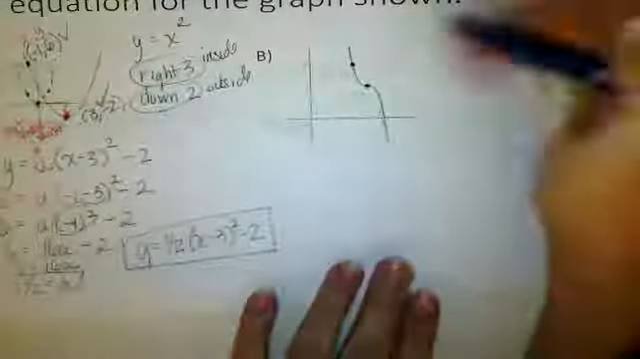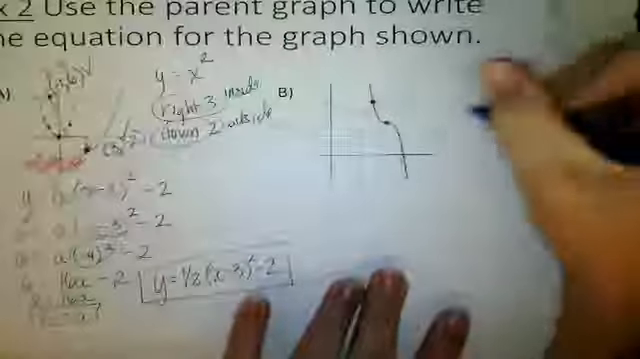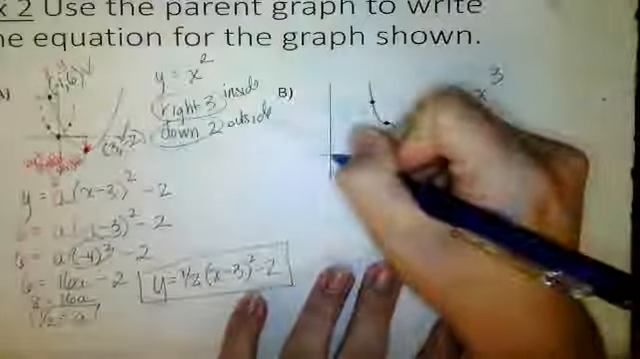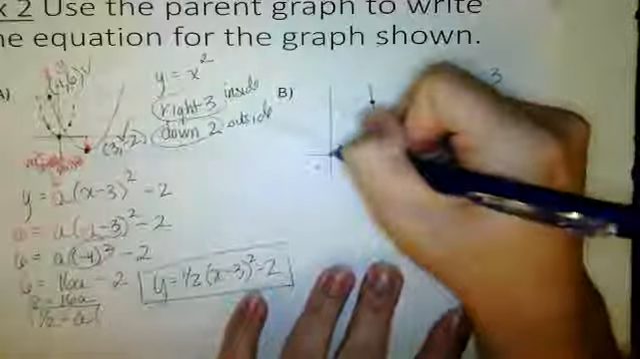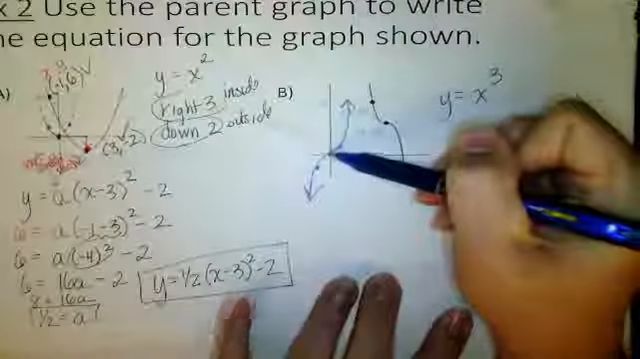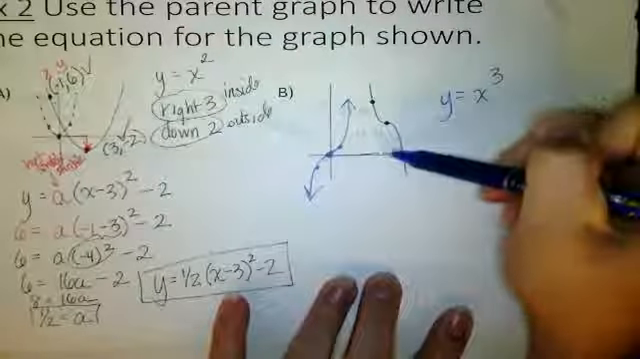All right, one more. Ladies and gentlemen, we have another graph here. What is its parent function? Y equals X cubed. Very good. Y equals X cubed looks like this normally. And so you can see that our function has been slid over and up.